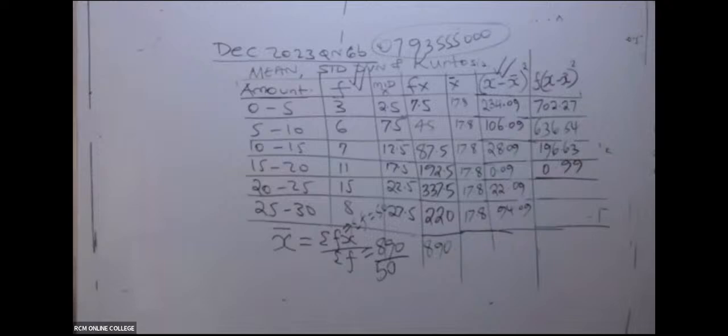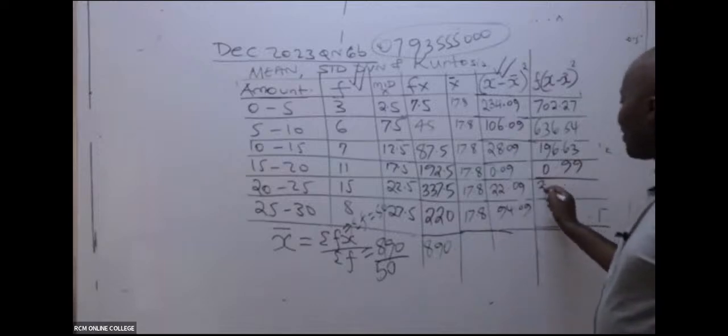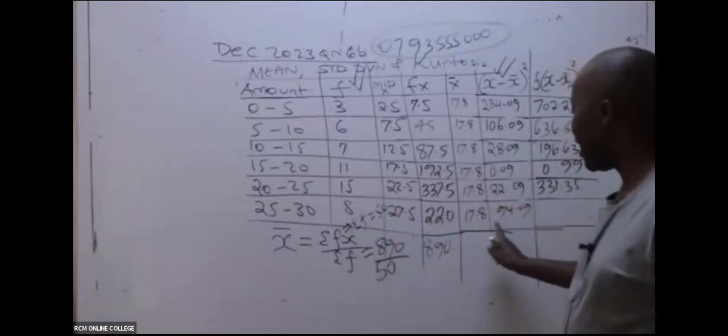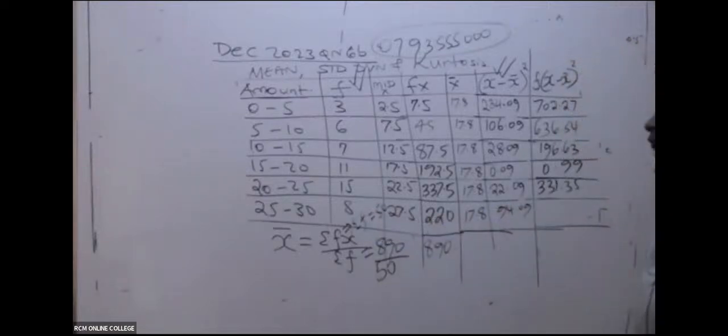15 times that. So we have here 331.35, 331.35. From there, we have here 8 times this, 8 times 94.09.